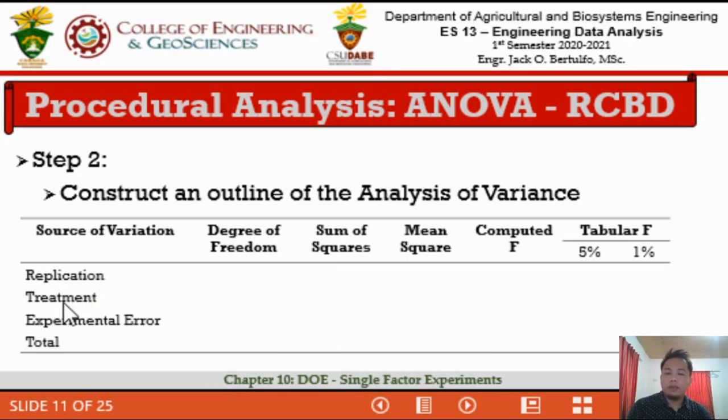The question here is, if you did blocking, is there an effect on your yield? That is what we need to look at for RCBD. Actually class, there are some experiments where blocking needs to be checked, especially field experiments. Okay? So using this, you already know the replication, treatment, experimental error, then the total.